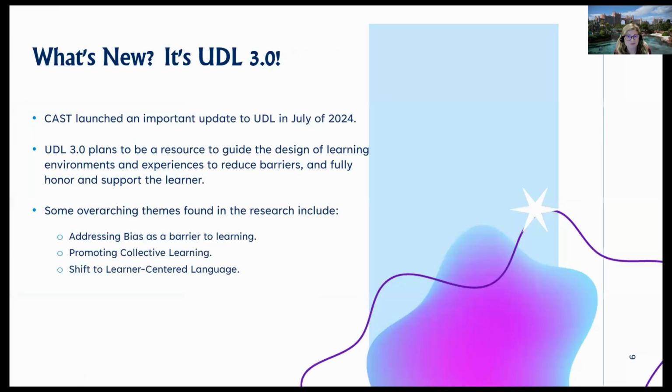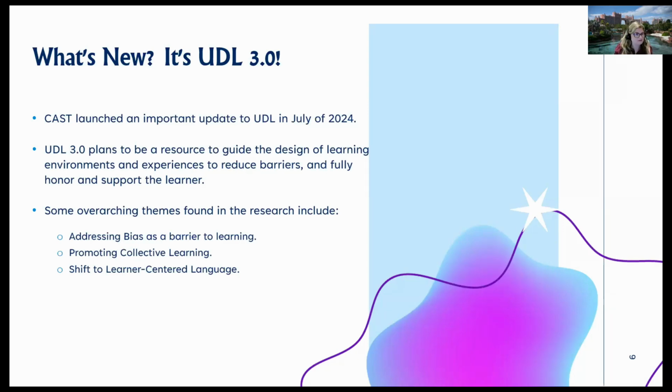Okay, so here it is. This is what we're all here for. UDL 3.0, right? So it's finally here. CAST began their important updates to UDL in July of 2024, and they used a variety of research topics as well as understanding what the educator needs through research analysis. So you could say that UDL 3.0 is rooted deep within the research, but was not created with AI.